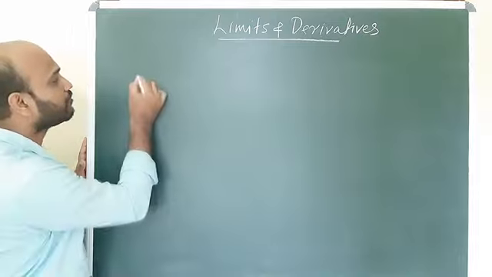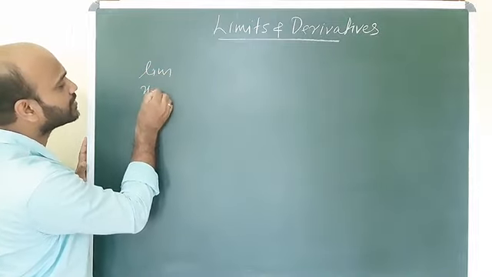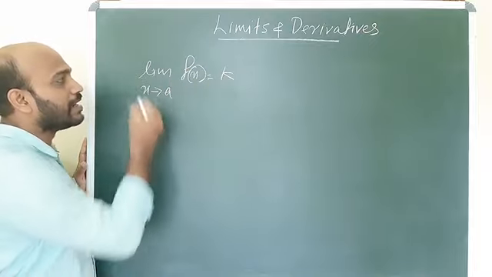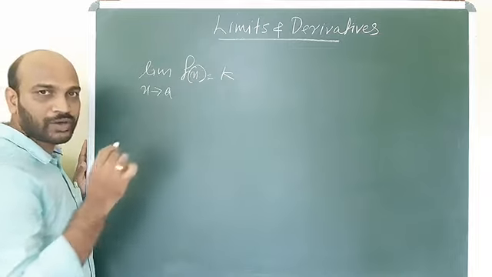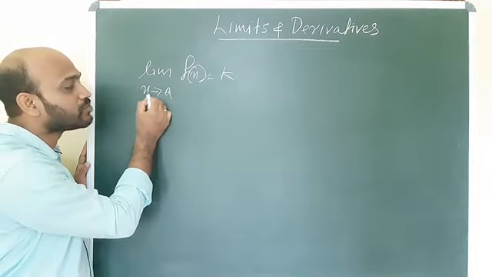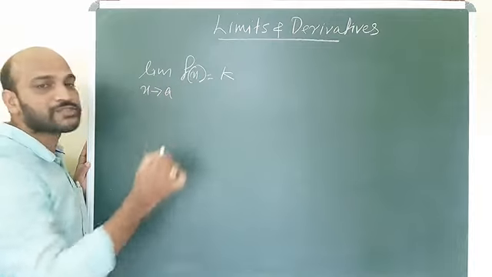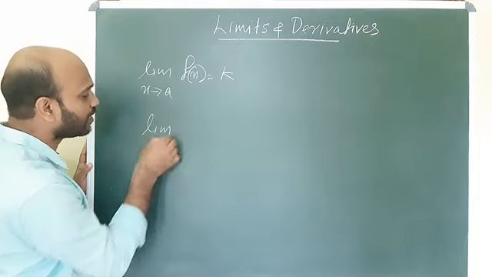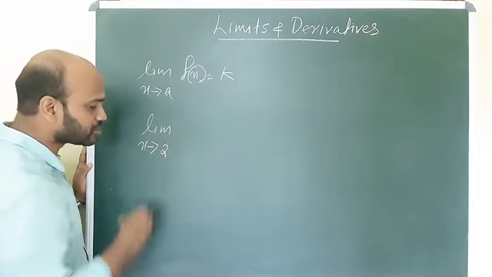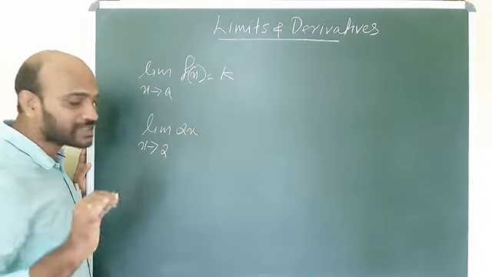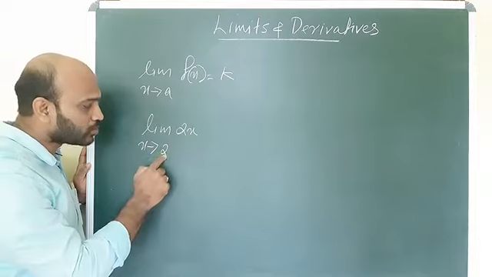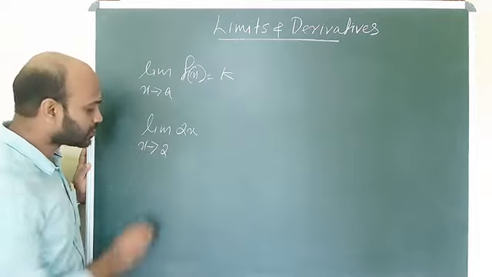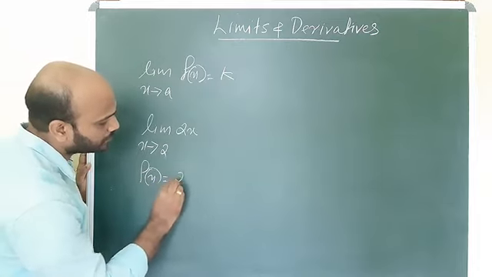Now I will explain the meaning of limit x tends to a f of x equal to k. Limit x tends to a f of x equal to k means when x takes values very near to a, f of x takes values very near to k. For example, suppose we want to find the value of limit x tends to 2 of 2x. This means that x takes values very near to 2. We want to find 2x takes values very near to which number. So here f of x equals 2x.